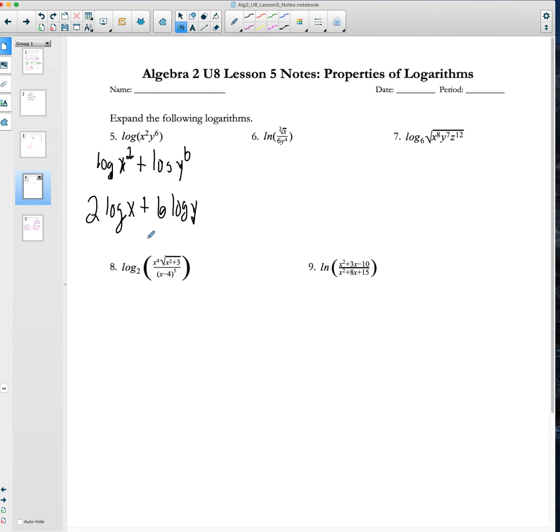Nothing else we can simplify here. All right, so now let's look at problem 6. Once again, we have to look at what is the overall property? What is the one thing that we have to do first? For number 6, the overall property is really the quotient.